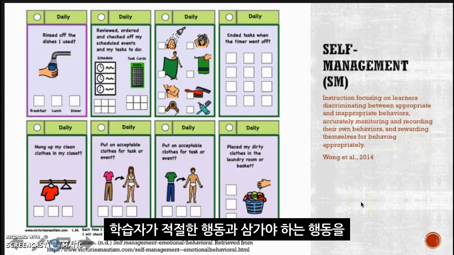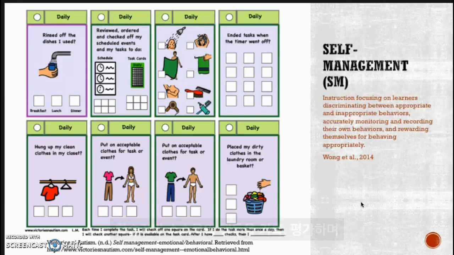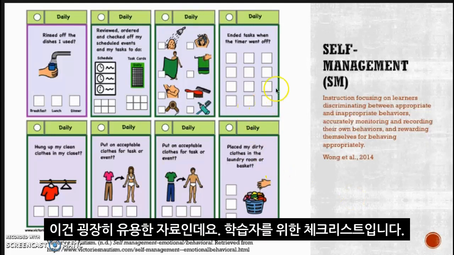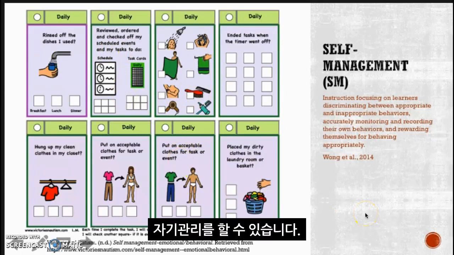Self-management systems. Instructions focusing on learners discriminating between appropriate and inappropriate behaviors, accurately monitoring and recording their own behavior, and rewarding themselves for behaving appropriately. And I found this visual that I really love for self-management. It's like a checklist for learners. It goes through different skills, and then they can check it off as they do it so they can self-monitor themselves.